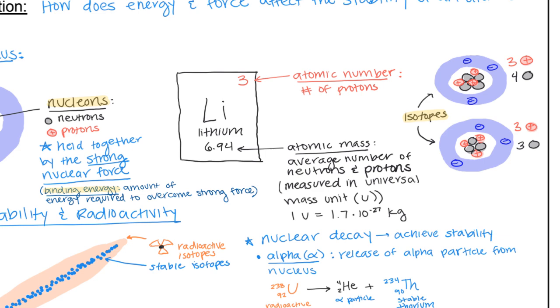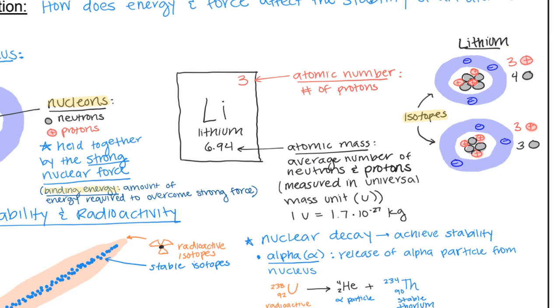You'll see for this example, there are still 3 protons in both of these atoms, which indicates they are both lithium atoms. But they are isotopes of one another, meaning that they have a different number of neutrons, which causes them to have a different atomic mass, because one is going to have a greater number of neutrons, causing it to have a larger atomic mass.